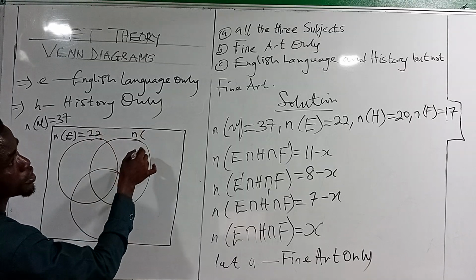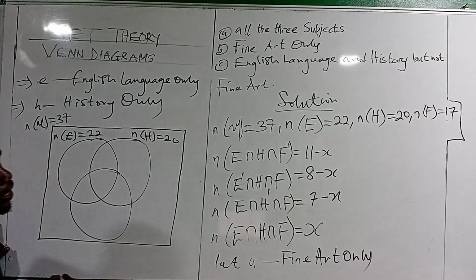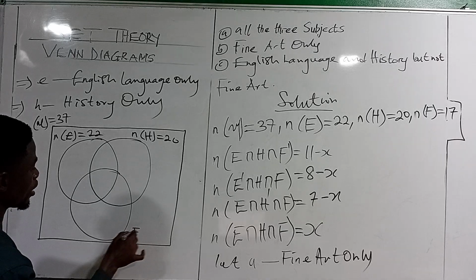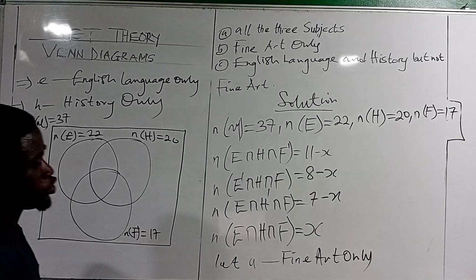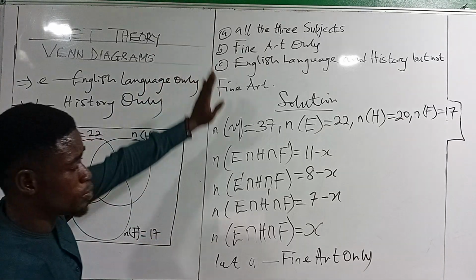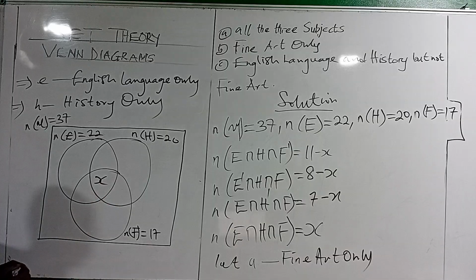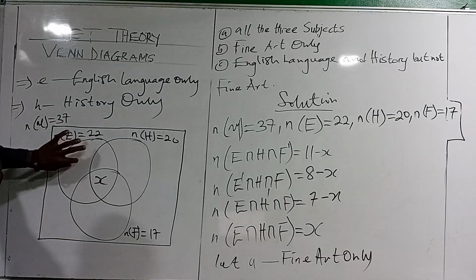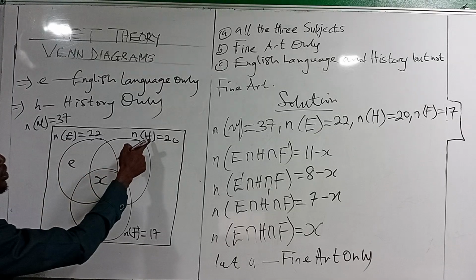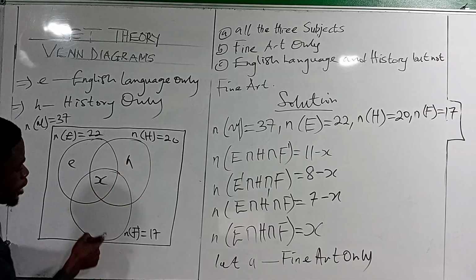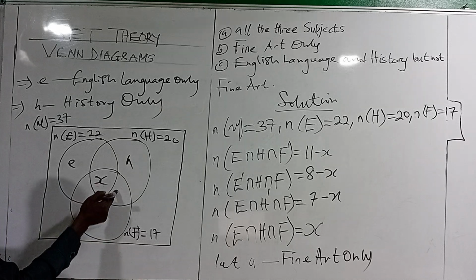Then here we have history, which is 20. Then we have fine arts, which is 17. Then the number of the teachers who should be able to teach all the three subjects, which is x, we put it in. Now this region that I'm touching, only English language, just put E. Then this region is only history, put H, and this region is only fine art, just put small f.